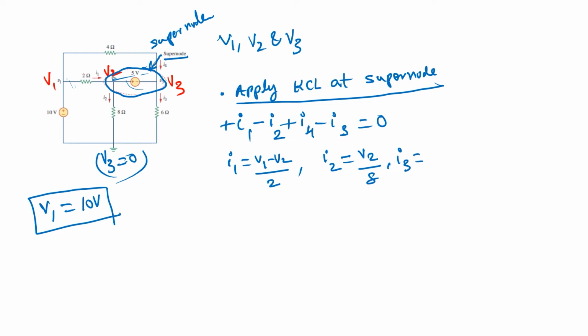Now, what is I3? I3 flows through the 6 ohm resistor connected between V3 and V4, where V4 is 0. So I3 is equal to (V3 minus V4) by 6. Then I4 is connected between V1 and V3, so I4 is equal to (V1 minus V3) by 4.